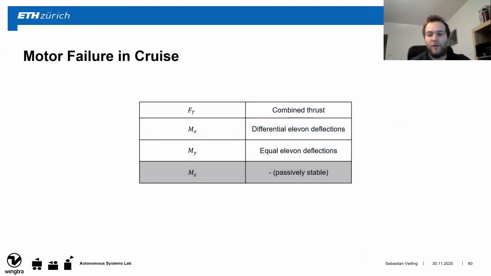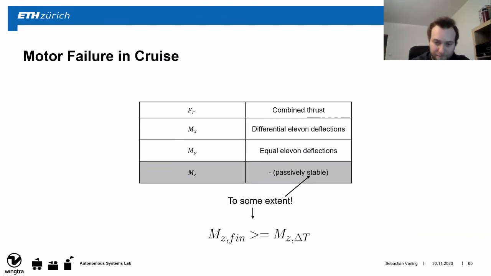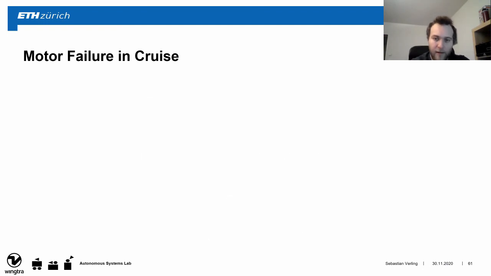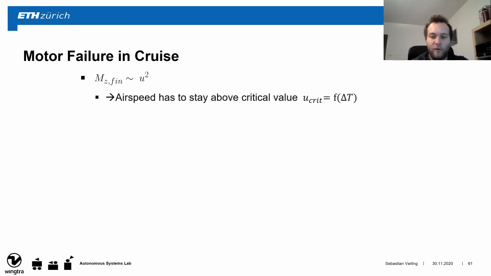Finally, we looked at propeller loss in cruise flight. Here we have to note that the passively stable statement is only true to some extent. It only holds as long as the restoring yaw moment from the fin is larger than the moment introduced by the differential thrust. Now, in order to model this effect, we can say that the yaw moment is proportional to the airspeed squared. Therefore, the airspeed has to stay above a critical value, which you can formulate as a function of the differential thrust.